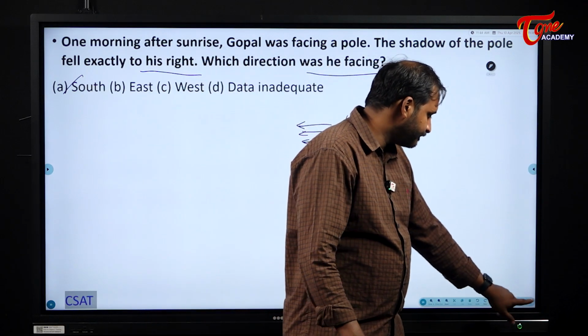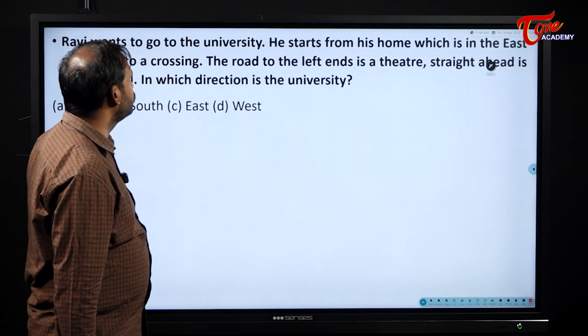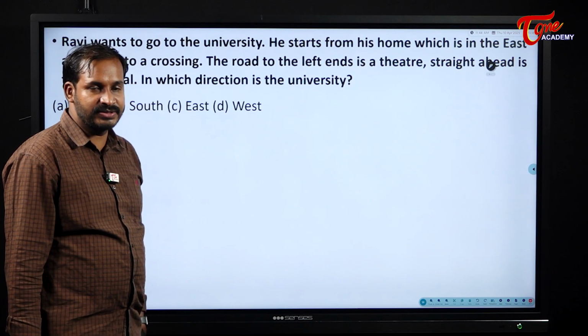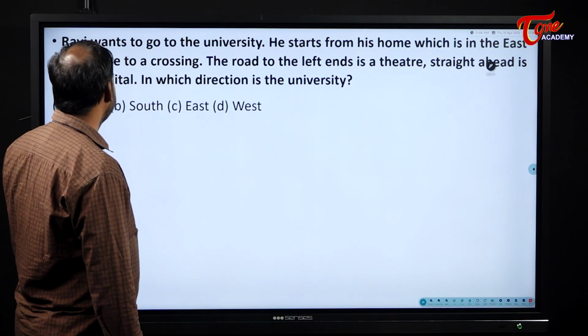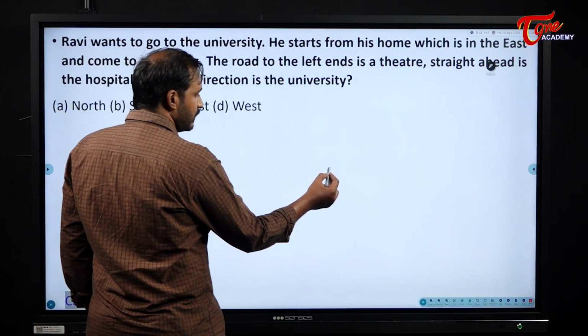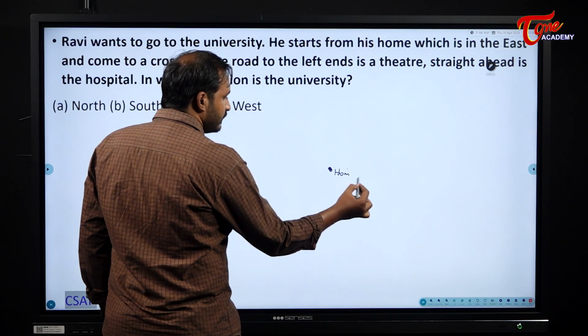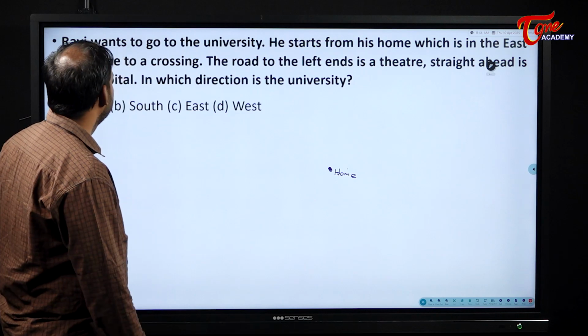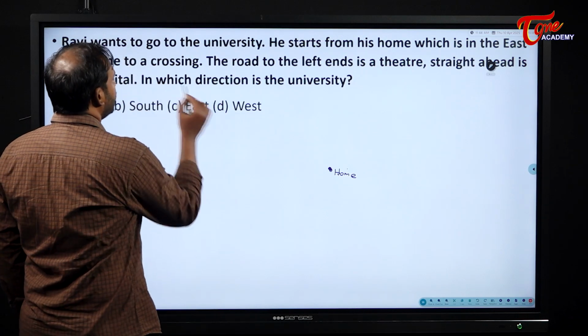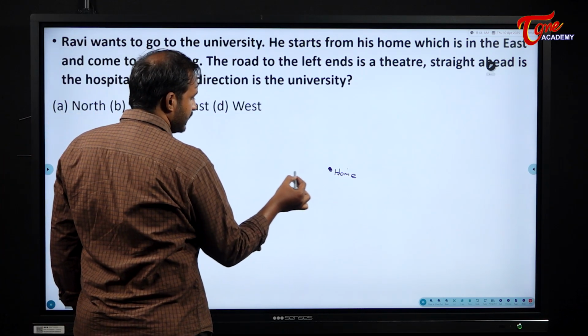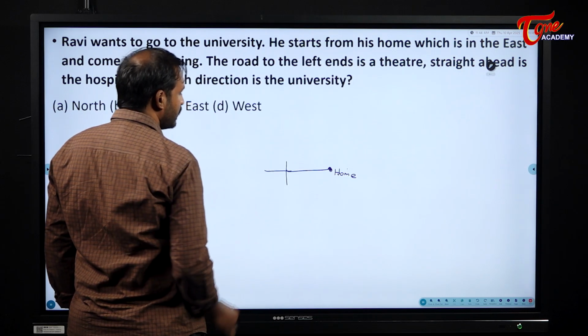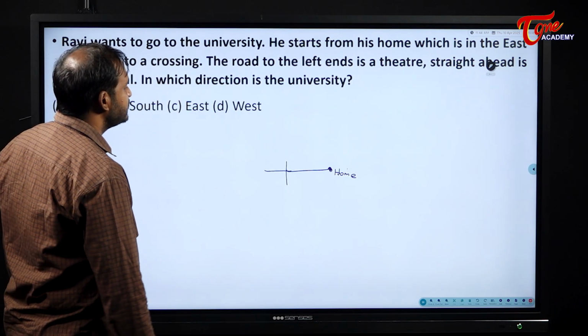Next one. Ravi wants to go to the university. He starts from his home, which is in the east. Okay, this is his home. Which is in the east. And he comes to a crossing. From here he came to a crossing. The road to the left ends in a theatre.